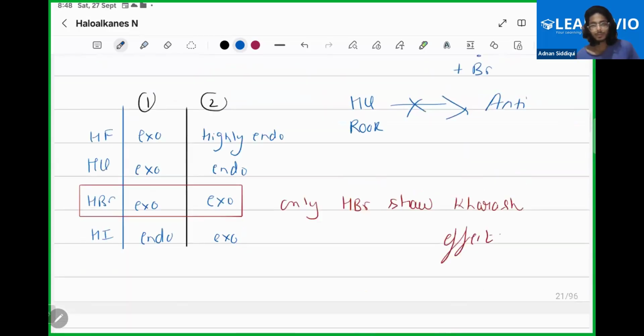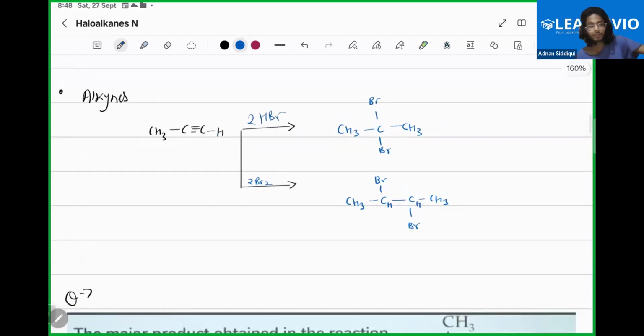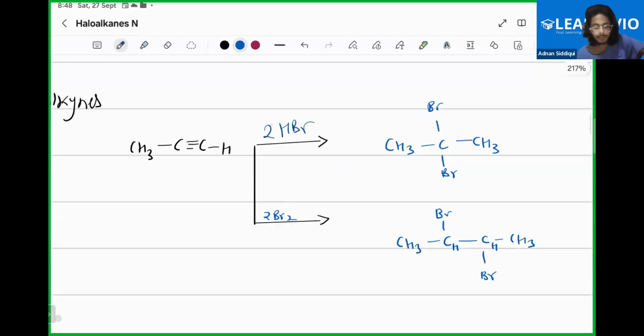If somebody asks you in your viva what the reason behind it is, you can say the first and second steps in the free radical mechanism are both exothermic. Just saying this is sufficient. Now, if you have alkynes, what you have to do is just double the equivalent. Rather than taking one, you take two, and you get the same thing, right? Yes, sir.